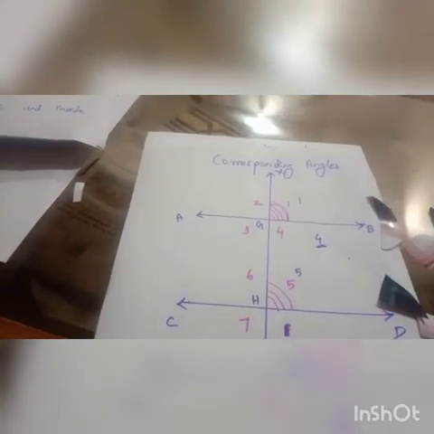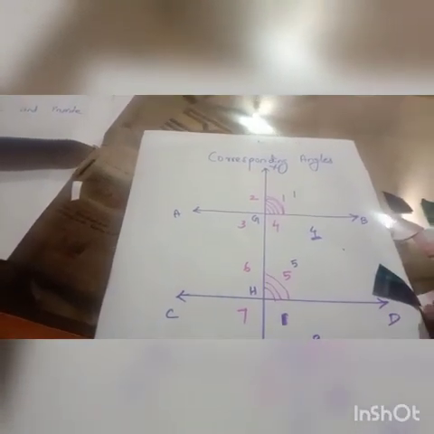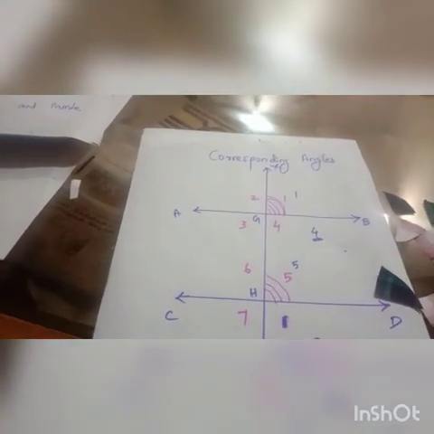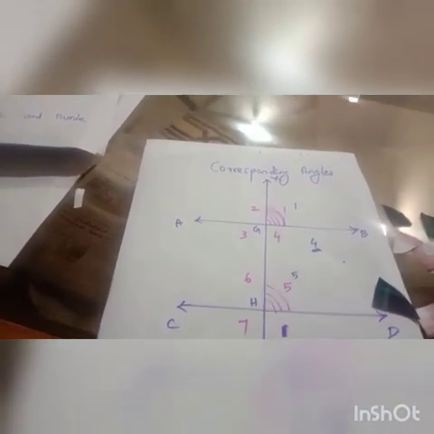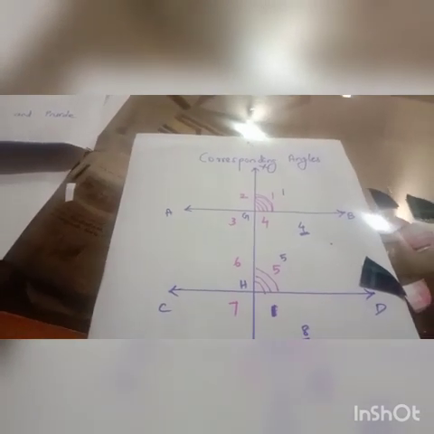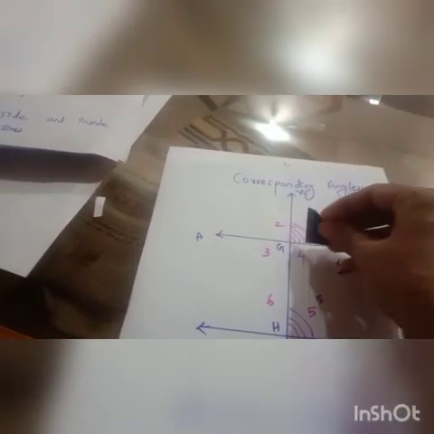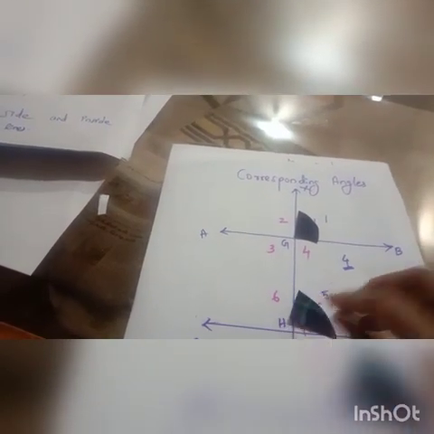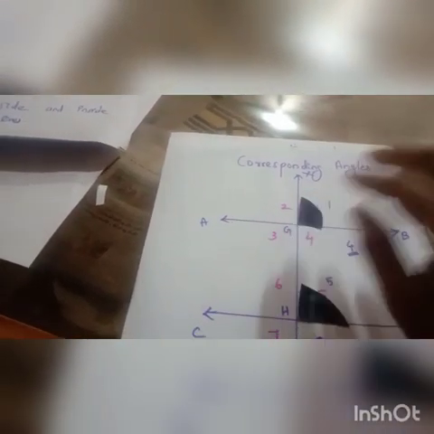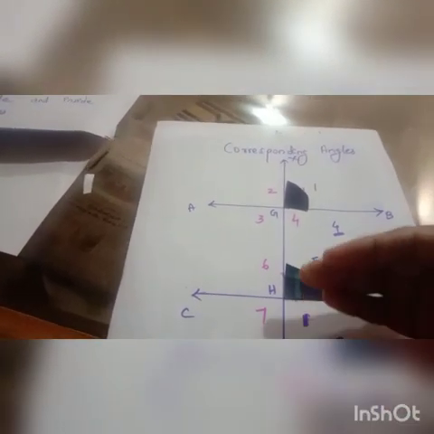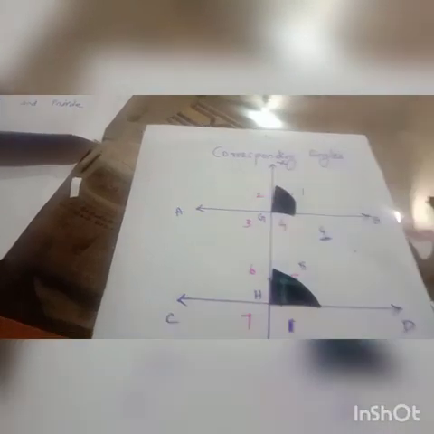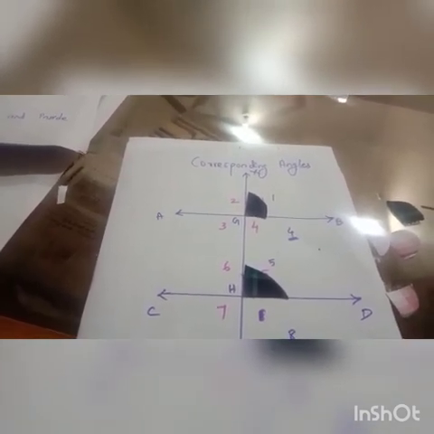Now we are going to see about corresponding angles. I have drawn angles 1 and 5. Angles 1 and 5 are corresponding angles. Why are they corresponding angles? Because these two angles are on the same side, the same right side, and in the same position. Position means here it is above the line, and this angle is also above the line. So we can say corresponding angles. Corresponding angles are on the same side and in the same position.